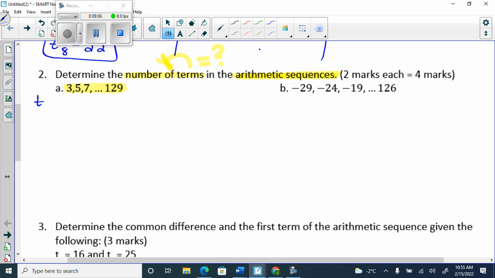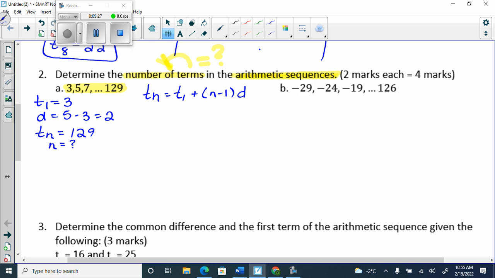T1 is 3. D is 5 minus 3, which is 2. Tn is 129. We're looking for n. Which formula does this fit in those 3 arithmetic formulas? The top one, correct? So we have Tn equals T1 plus n minus 1 d. Tn is 129, equals 3 plus n minus 1 times 2.